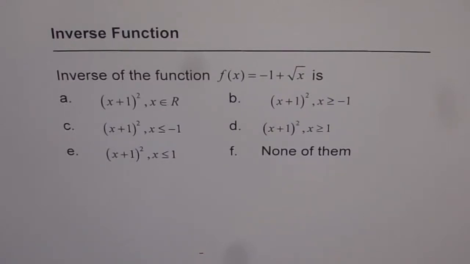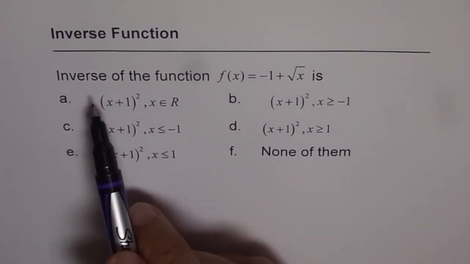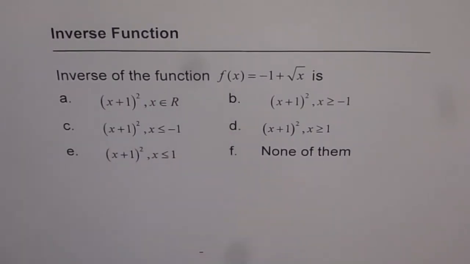Inverse function. Let us try to understand how to solve multiple choice questions quickly for inverse of a function. The question before us is: the inverse of the function f of x equals minus 1 plus square root x is what? And we are given 6 choices. I'd like you to pause the video, answer, and then look into my suggestion.